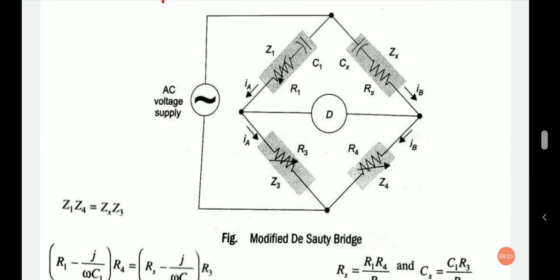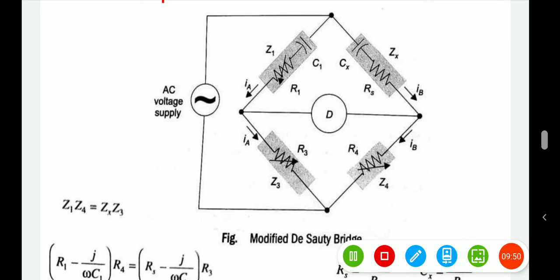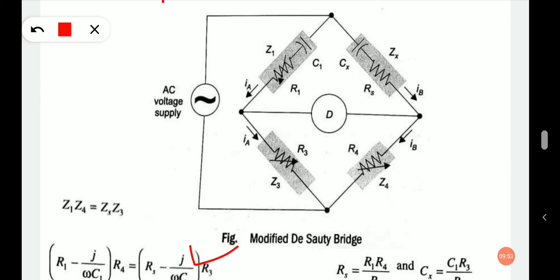The modified de Sauty bridge. The de Sauty bridge studied earlier is used to measure the capacitance with zero leakage current. If there is some leakage current flowing through the capacitor with a high resistance dielectric, the bridge is modified as shown in the figure. This modified circuit is also known as the series resistance capacitance bridge.